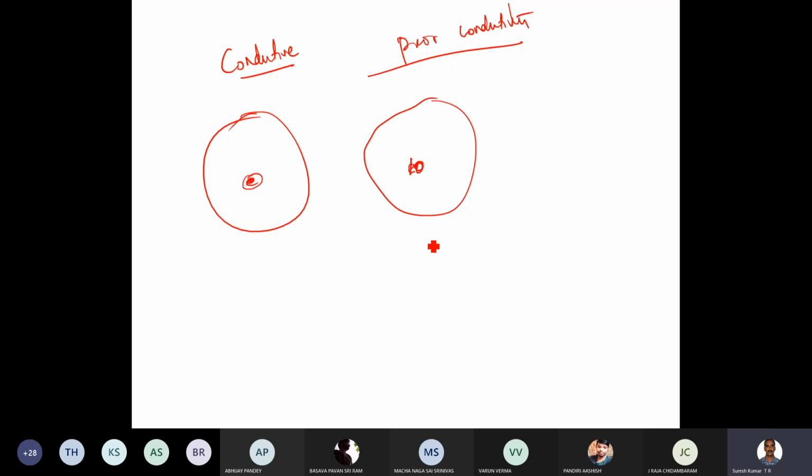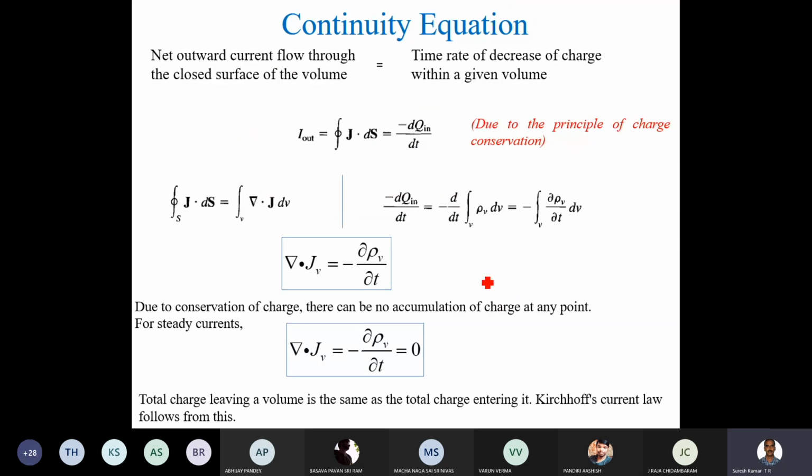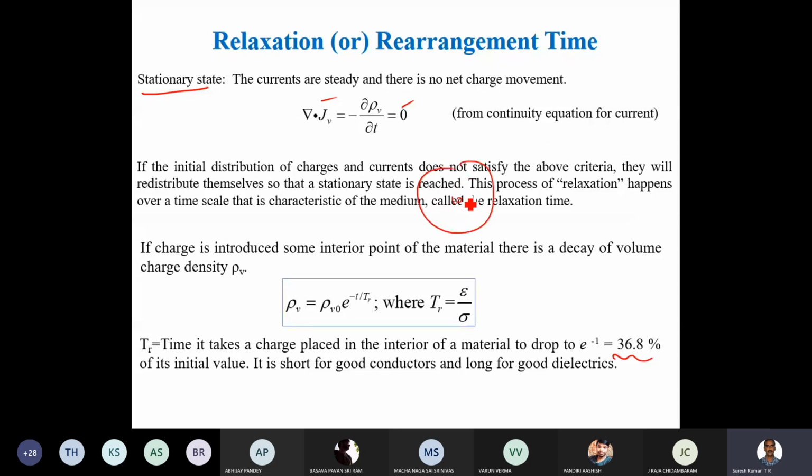if the number of electrons is reduced to 36.8% of its original value, okay, let us assume you put 100 electrons inside, after some time it will become 36.8 electrons. So the time taken from 100 to 36.8. What happened in the meantime? This recombination process, or movement toward equilibrium, all these things happen. After some time, the equilibrium state will be reached and the total current will be zero, right? So this time is known as relaxation time, and this formula is sufficient.